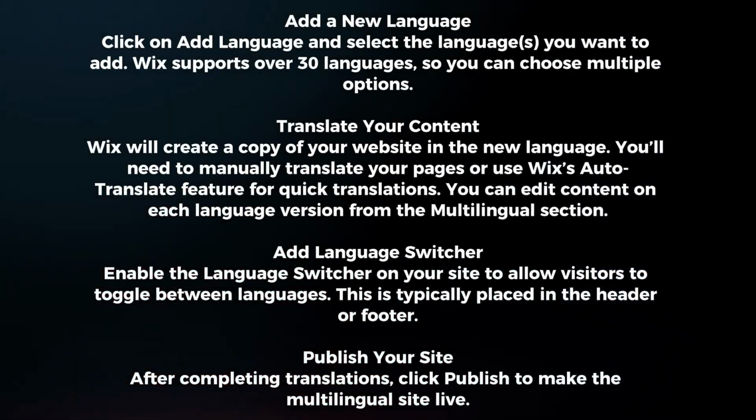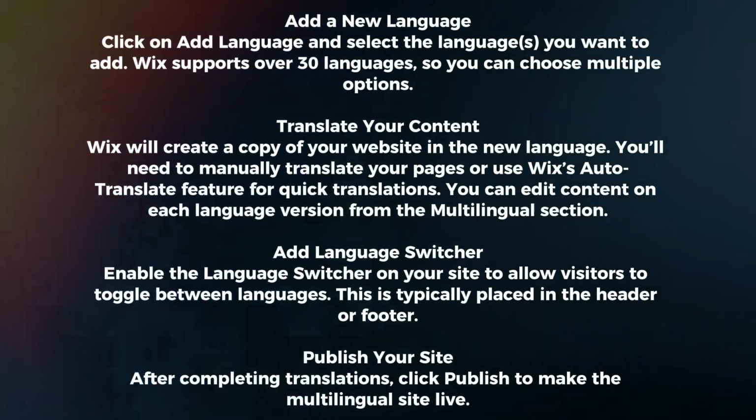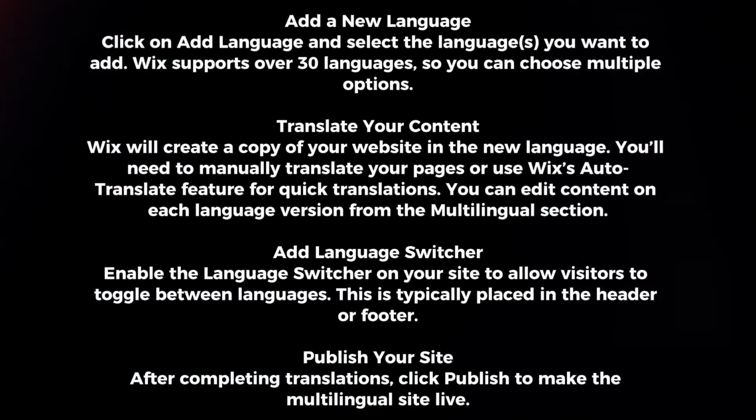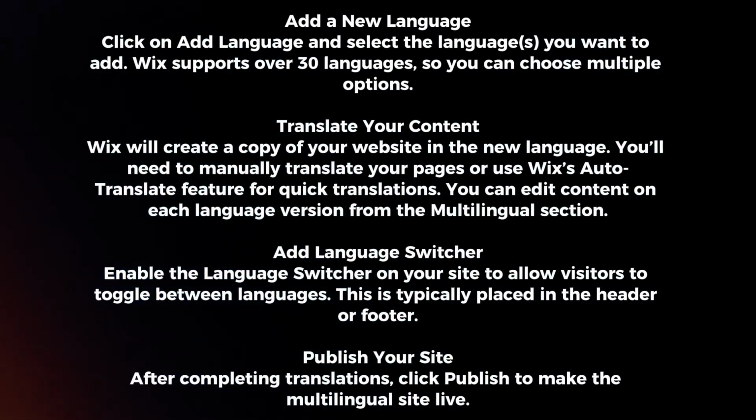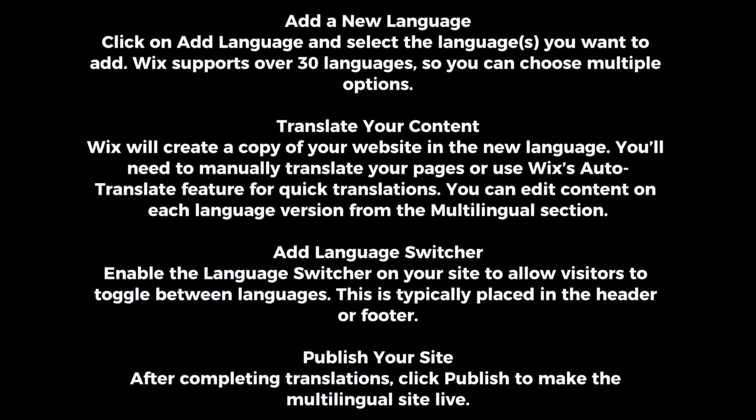Add Language Switcher. Enable the Language Switcher on your site to allow visitors to toggle between languages. This is typically placed in the header or footer. Publish your site. After completing translations, click Publish to make the multilingual site live.